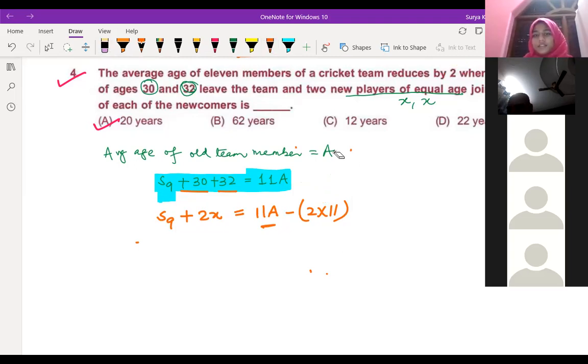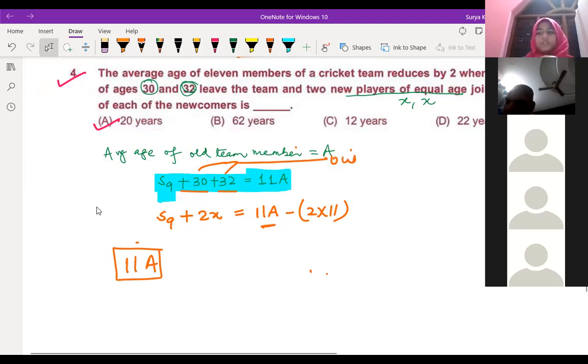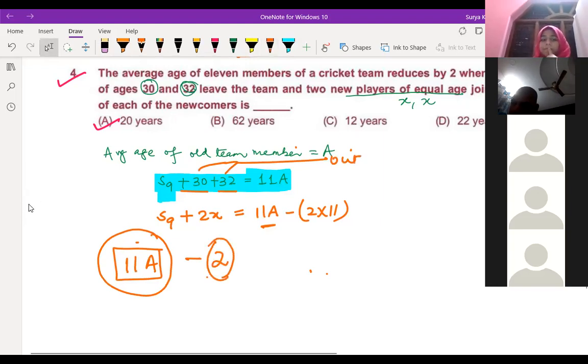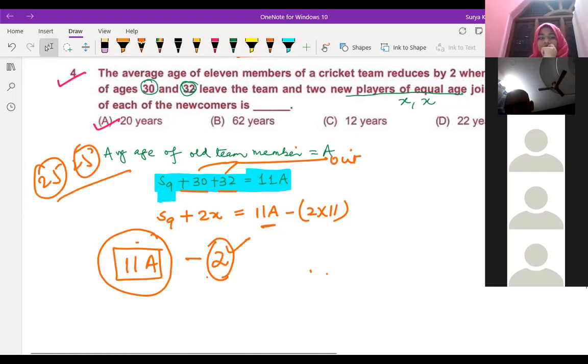See, first of all, suppose the average is 11A, which you have written for 11 members. And if these two people are going out, what is happening? The total average is going to reduce by 2. And 2 is nothing but, suppose people's ages are 25, 25, 25, so that 2 is going to affect each and every person in the team. Can you understand that?